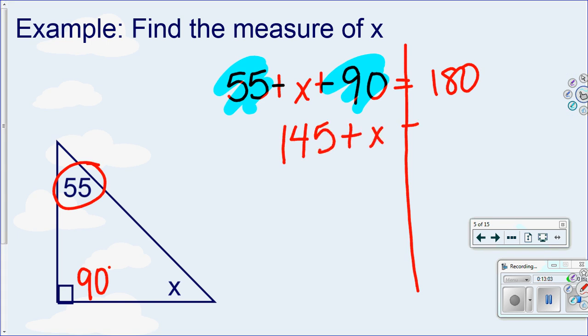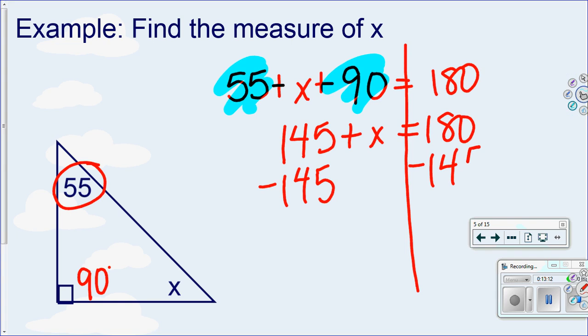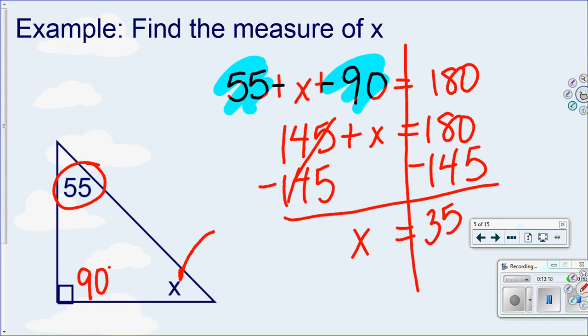145 plus x is equal to 180. I want to get x by itself. What do I have to do? Subtract 145. And what is x equal to? 35. X is equal to 35. So that means this angle is 35 degrees.